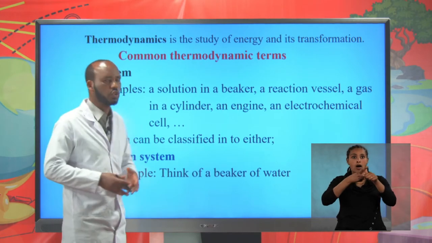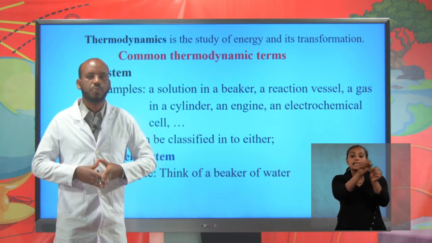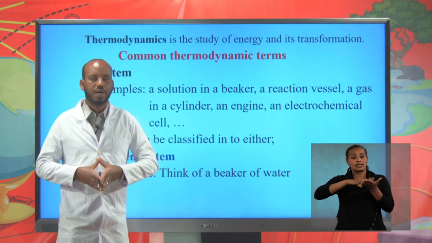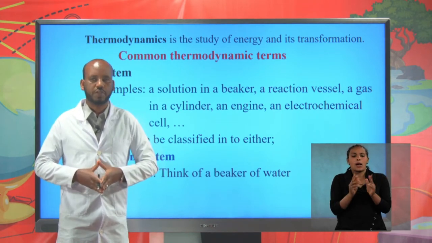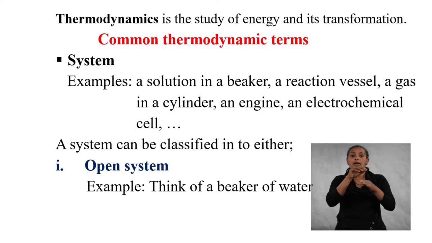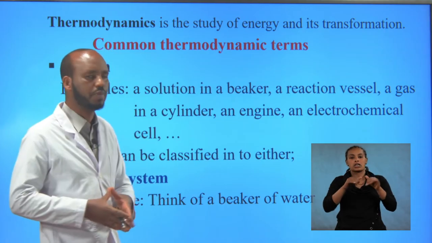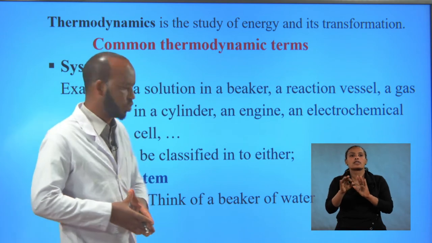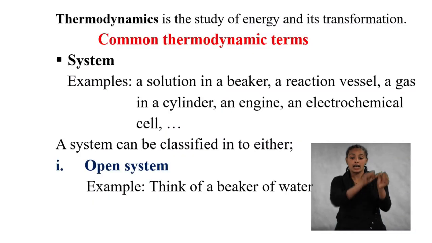One is system. System is the object of study. System is the specific part of the universe which we are interested in. Examples: a solution in a beaker, a reaction vessel, a gas in a cylinder, an engine, an electrochemical cell, and so on are examples of systems. A system can be classified into either one, open system.